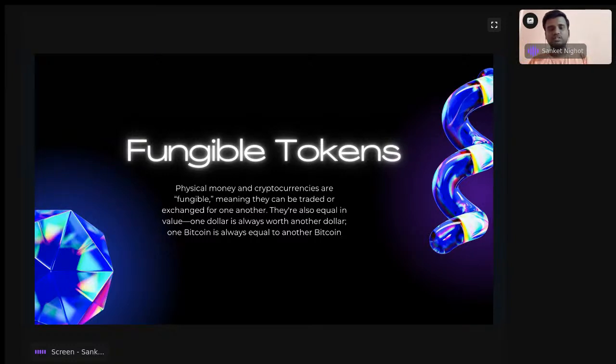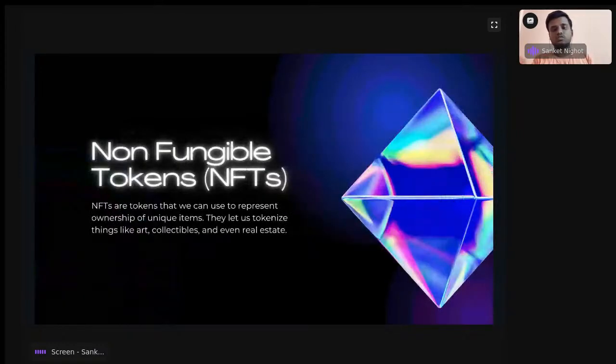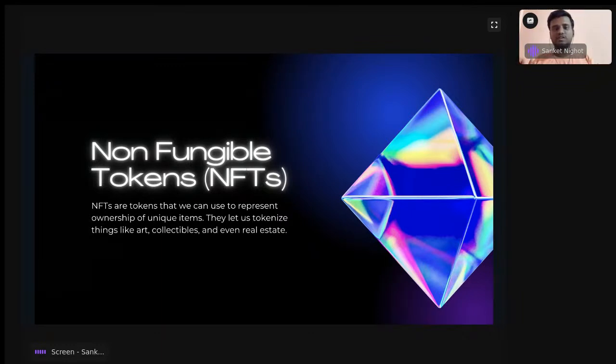So after the fungible tokens, the time comes for non-fungible tokens. So what are non-fungible tokens? NFTs are tokens that we can use to represent ownership of a unique item. For example, say I have two shoes. They are from the same company, but one is a limited edition shoe and one is a normal shoe. The limited edition shoe will have higher value, and when you own it, you will be the owner of it.